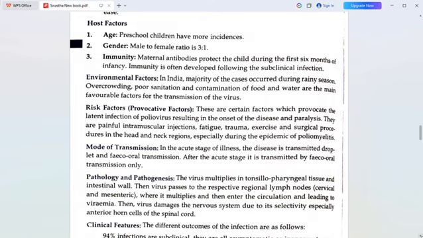Then the mode of transmission. In the acute stage of illness, the disease is transmitted by droplet and fecal-oral transmission. After the acute stage, it is transmitted by fecal-oral transmission only. So the main cause of transmission is fecal-oral only.